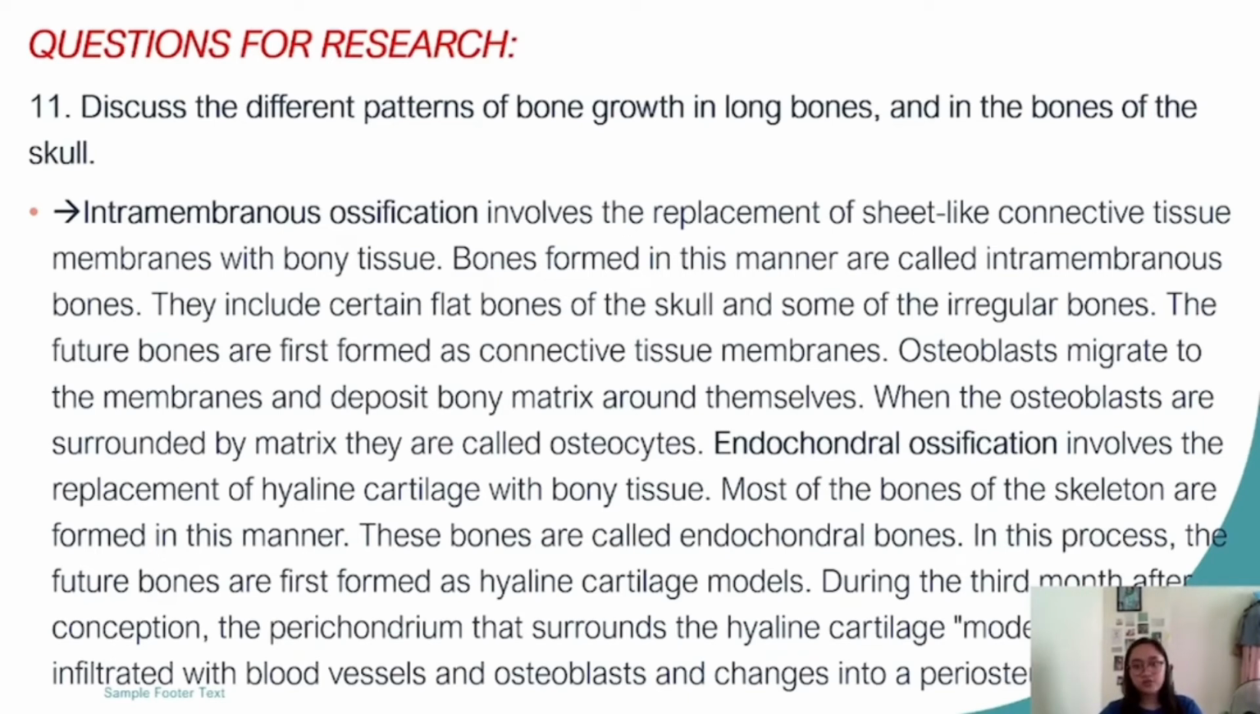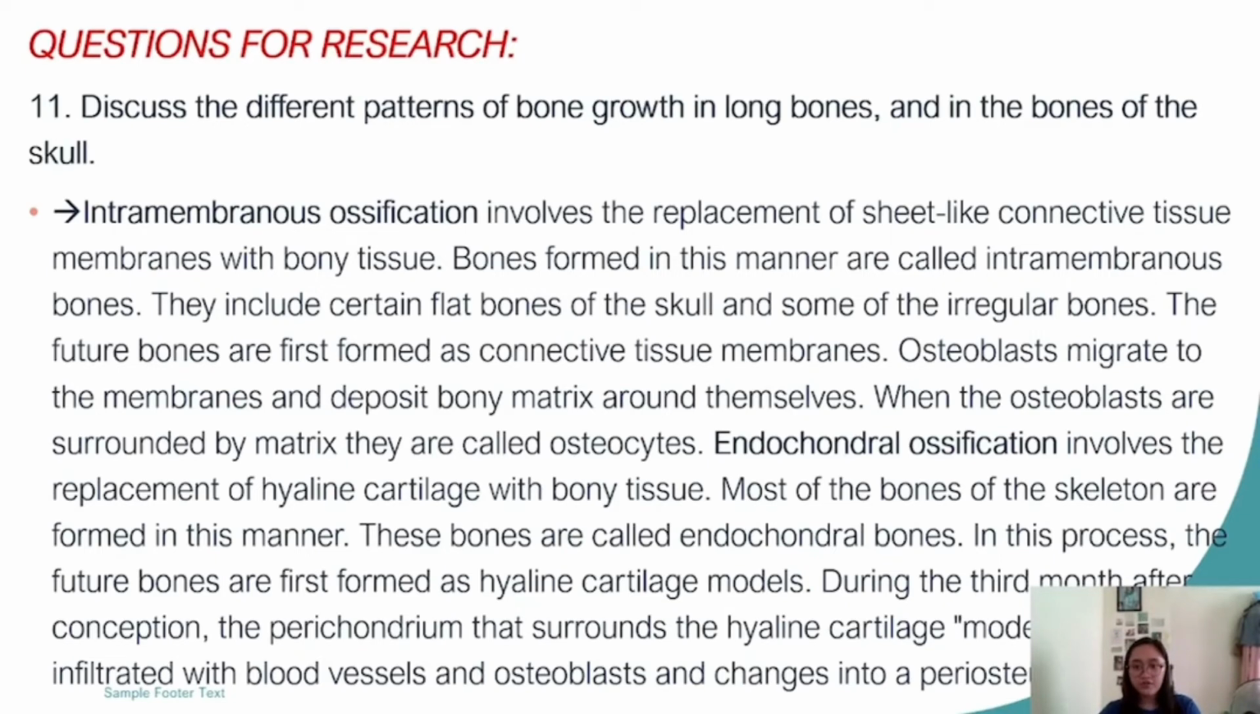Intramembranous ossification involves the replacement of sheath-like connective tissue membranes with bony tissue. Bones formed in this manner are called intramembranous bones. They include certain flat bones of the skull and some of the irregular bones. The future bones are first formed as connective tissue membranes. Osteoblasts migrate to the membranes and deposit bony matrix around themselves. When the osteoblasts are surrounded by matrix, they are called osteocytes.